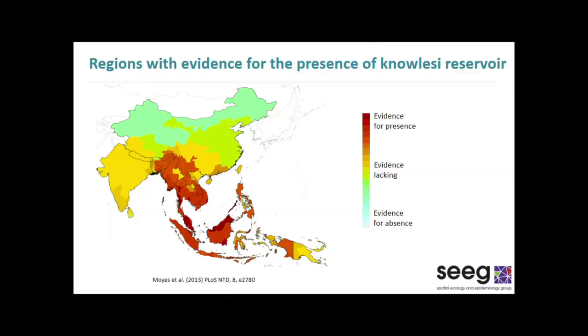You'll notice that many of these countries are in the process of eliminating the human malarias, and that's one reason why it's important to understand the geographical distribution of knowlesi malaria, in order to understand the residual malaria cases that we will still see once the human malarias have been eliminated.